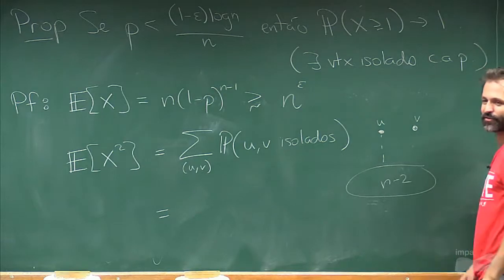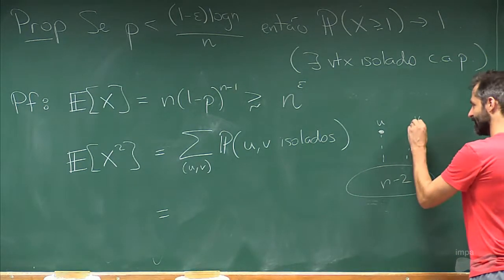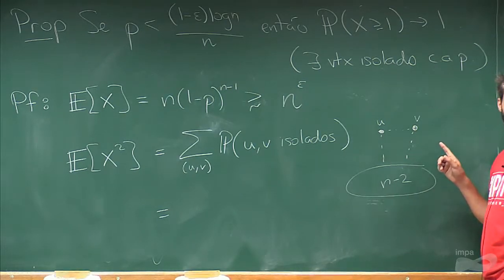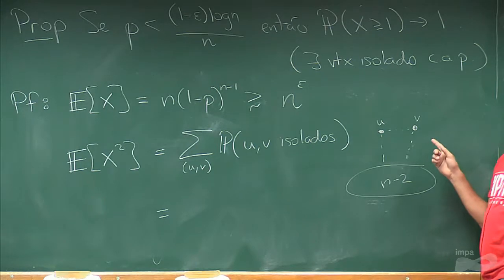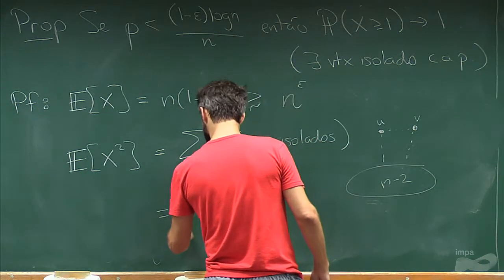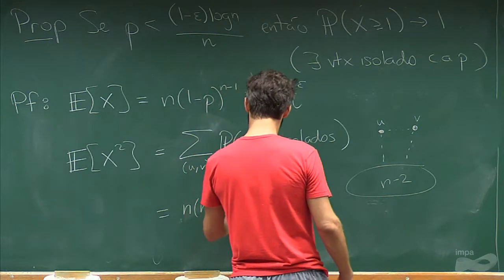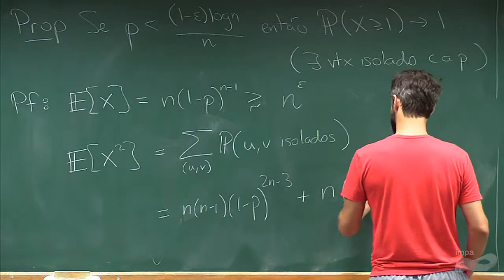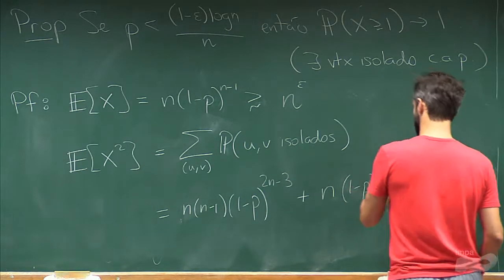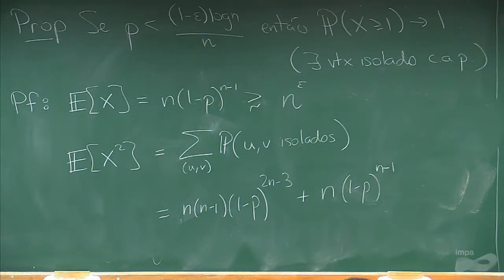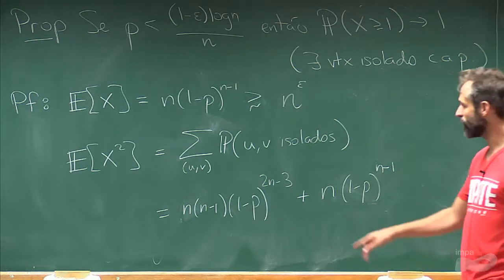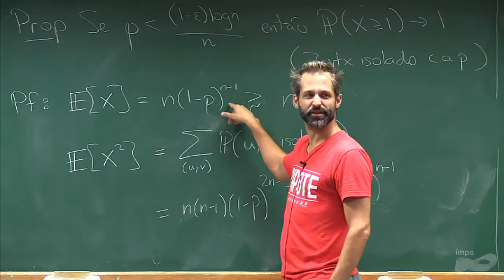Yeah, so you're going to have n minus 2 non-edges, n minus 2 more non-edges, and that one's got to be a non-edge. So it's 2n minus 3. And that's true if u is not equal to v. Otherwise, it's what we had before. So it is n times n minus 1 times 1 minus p to the 2n minus 3, plus n times 1 minus p to the n minus 1. Right? Is that divided by 2, and n minus 1 over 2? No, because I want them to be ordered pairs. So I want it to be very close to this squared.